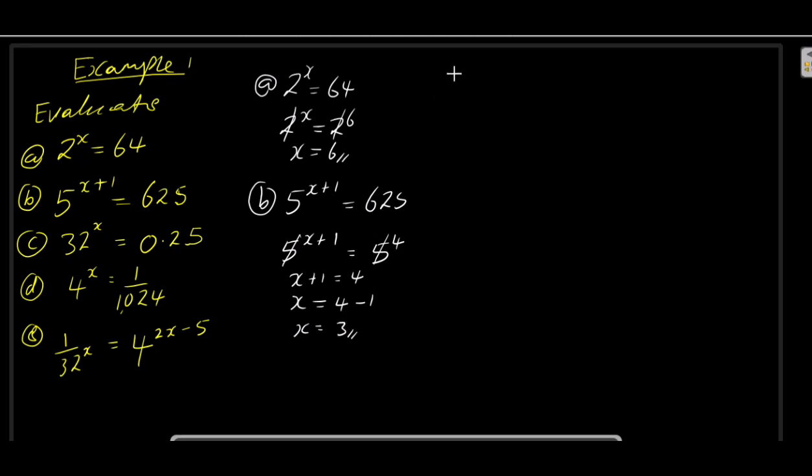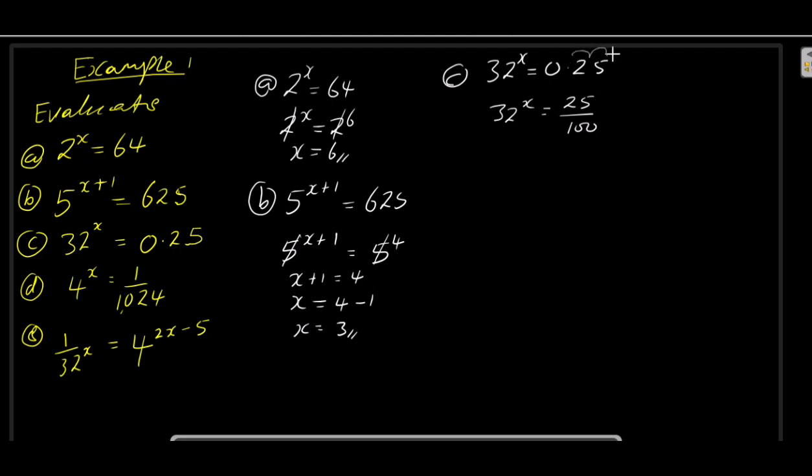The third question, C, says evaluate 32 raised to the power of x equals 0.25. We can change this decimal number. Recall from our previous class, I told you that whenever you encounter a decimal number when solving a question that involves indices, all you need to do is to change the decimal number to a fraction for easy evaluation. So we are going to have 25 over 100, because this is a 2 decimal place number.